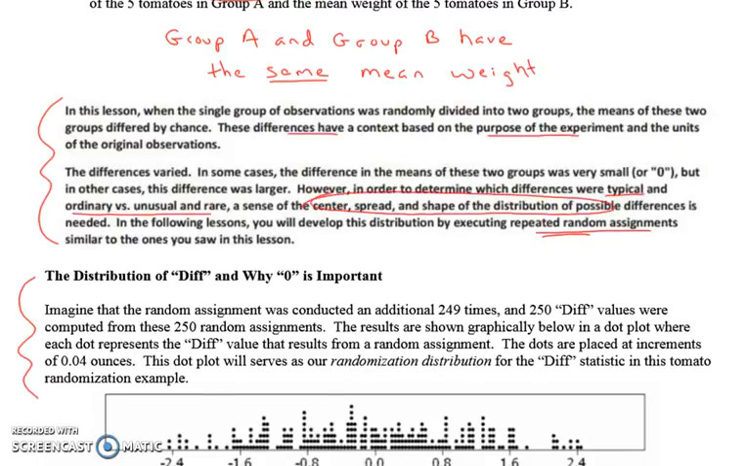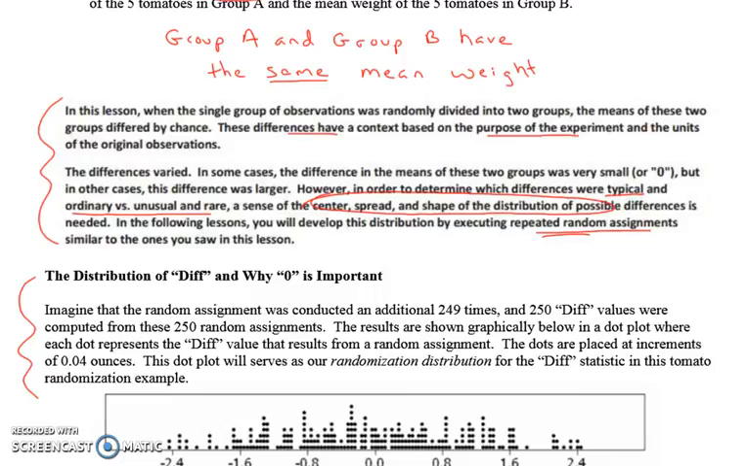Okay, so just to recap the differences, what we looked at is we placed tomatoes in 2 different groups, we found the means of those groups, and then we looked at the differences of those means. Finding the differences is going to tell us, of course, most of the time we're going to have differences because they're different groups of tomatoes, but are those differences going to be large, or are they going to be small? Are they going to be typical, or is it going to be unusual?